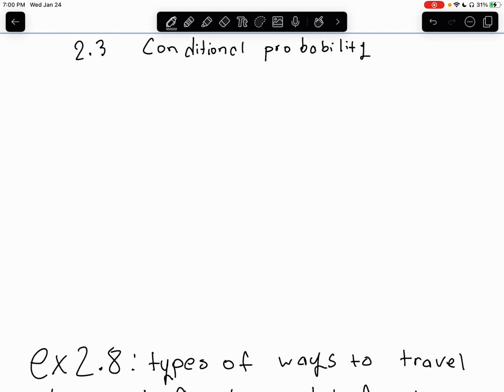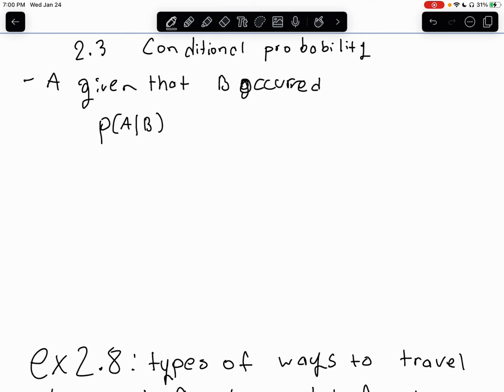Okay, so today we're going to go over some conditional probability. The definition of the conditional probability of A given that B has occurred, we can denote as the probability of A intersecting B divided by the probability of B, where the probability of B is greater than 0.